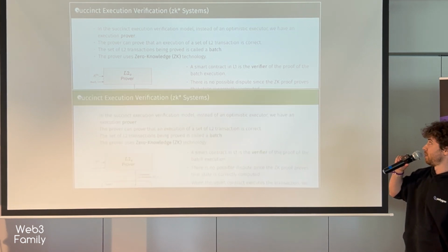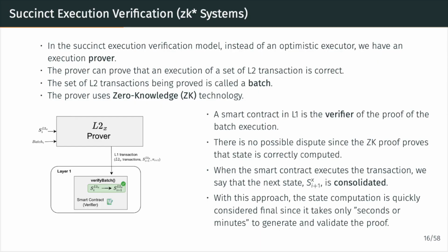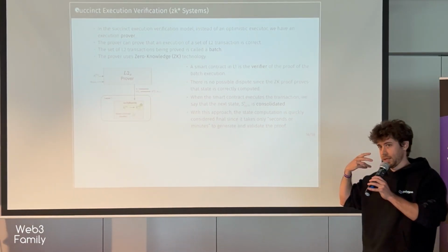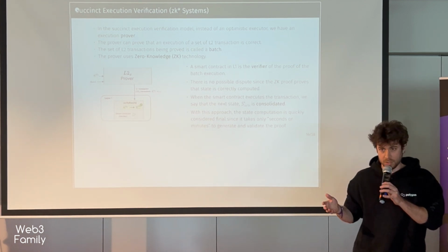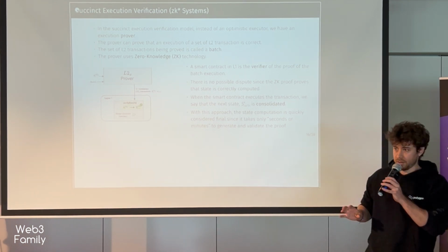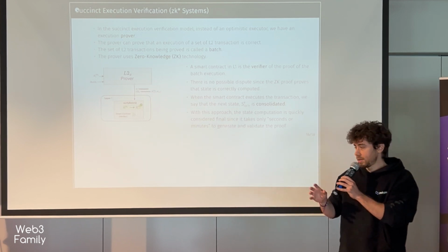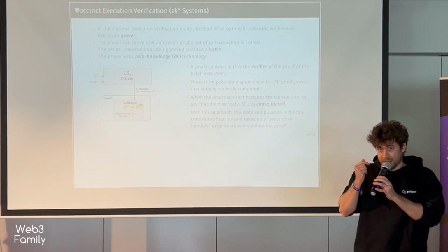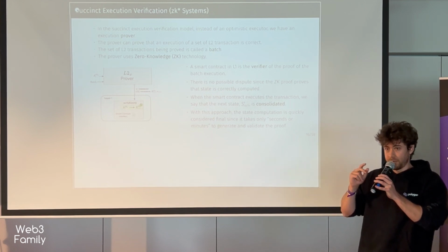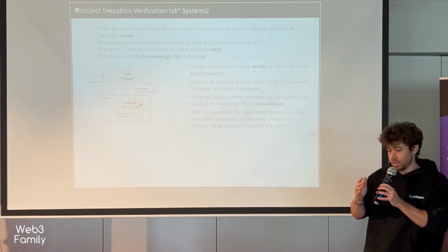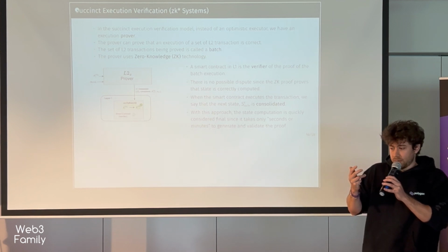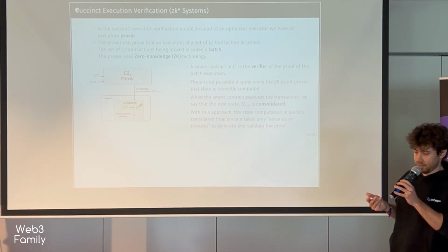In the succinct execution verification model, instead of an optimistic executor, we have two components: a prover and a verifier. The prover, like the executor in optimistic execution, computes a new state, but it also computes another thing. It computes a zk proof that mathematically, with zero knowledge, proves that this state transition is done correctly, following some constraints that we defined in the past.